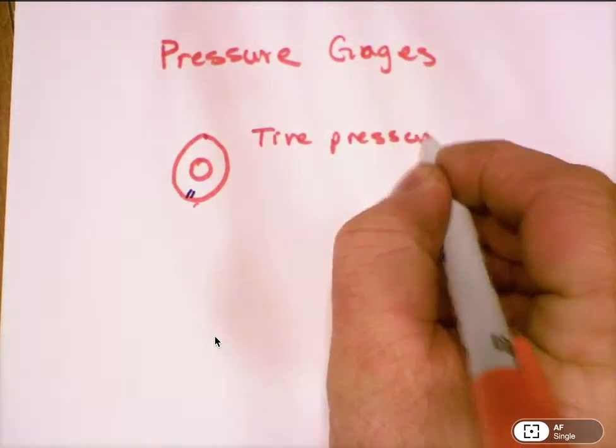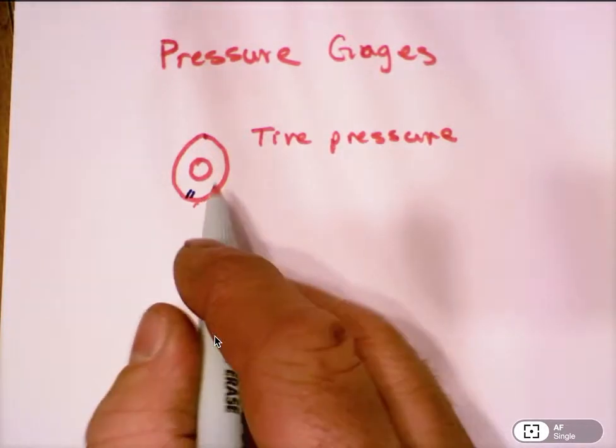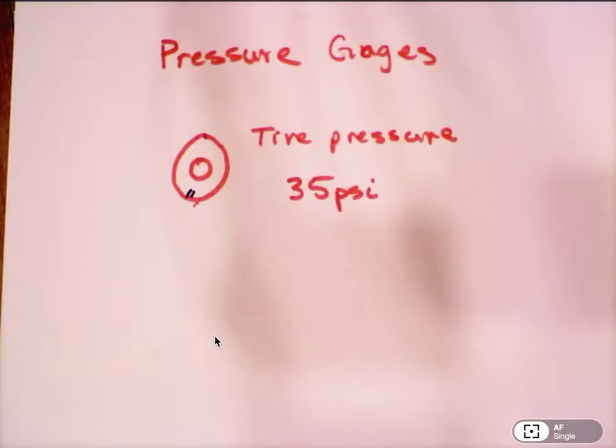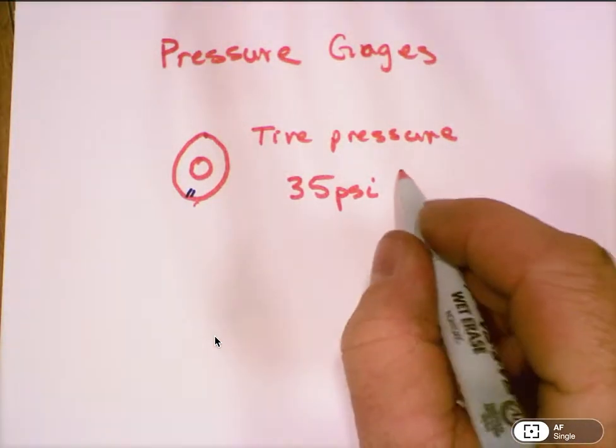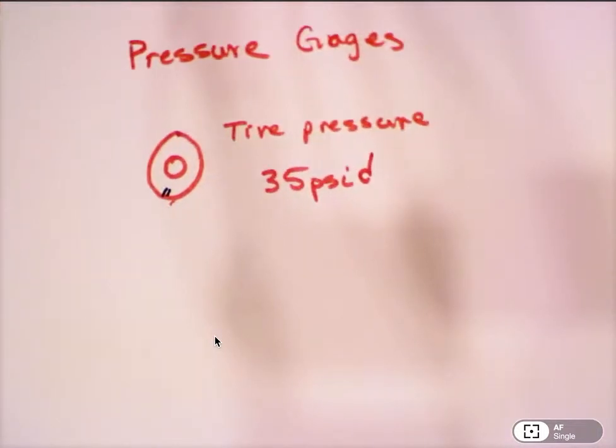Now if you read on the walls of your tire, it tells you what the optimal pressure is. And oftentimes you'll see that the pressure is 35 psi. So here's the new term. That gauge is not reading the absolute pressure in your tire. Instead, it's reading the difference in pressure between inside your tire and outside your tire. In fact, sometimes you'll see PSID for pounds per square inch difference, or pounds per square inch differential.